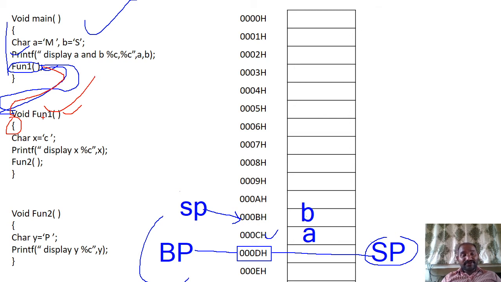Okay, now. When you are asking the microprocessor to assign a fresh stack area for the variables declared in function 1, you are supposed to first save the previous function's starting address of the stack. What is the previous function's starting address of the stack, which is there in the BP? 000DH. This value should be pushed onto the top of the stack.